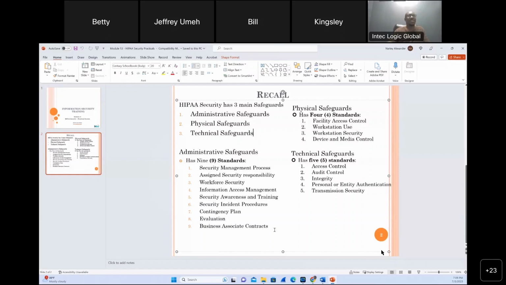evaluation, business associate contracts. Then we also looked at physical security, where we talked about facility access control, workstation use, workstation security, device and media control. Then we talked about technical. We said it has 5 standards: access control, that is a logical access control, audit control, integrity, person and entity authentication, and transmission security. So today we're going to take each of these standards and go through, right?